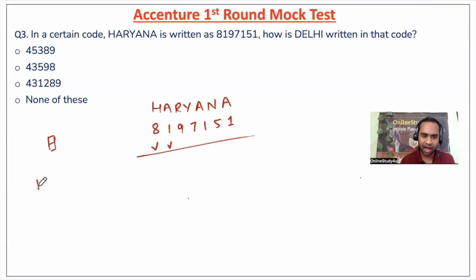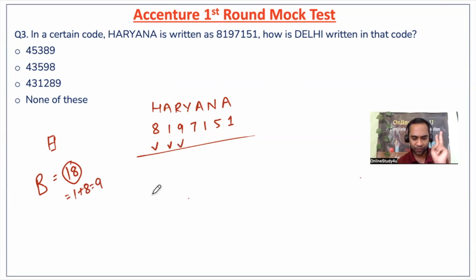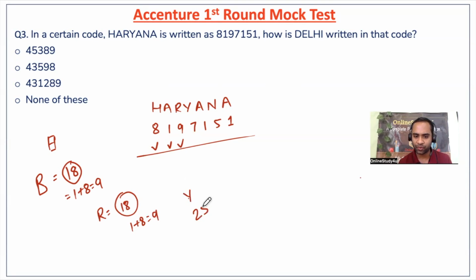R. Now, what is the code for R? If you close this part, then it will look like 8, right? So the code for R is 18. But here it is 9. How? Because they have added 1 plus 8, which is 9. So for any alphabet with a two-digit number, they are making a sum of it, right? Y. What is Y, friends? Y is 25 because Z is the last letter. So 5 plus 2 is 7. So again, they have added here, right?